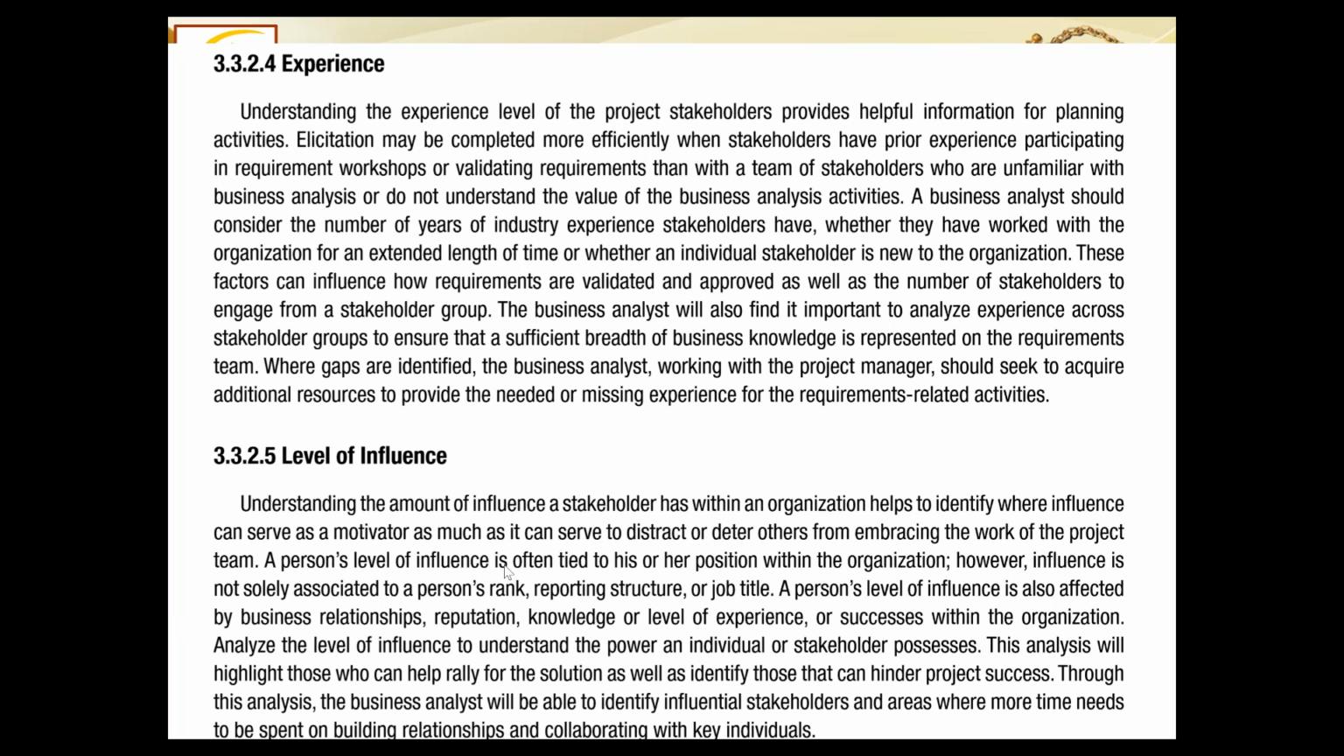A person's level of influence is often tied to his or her position within the organization. However, influence is not solely associated to a person's rank, reporting structure, or job title.